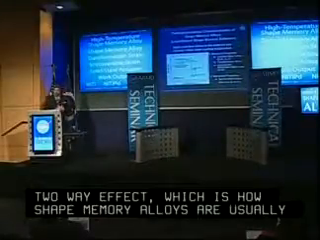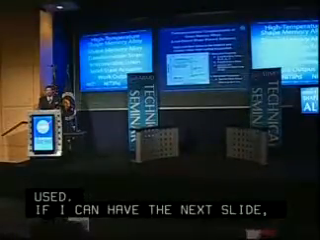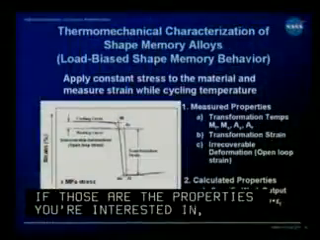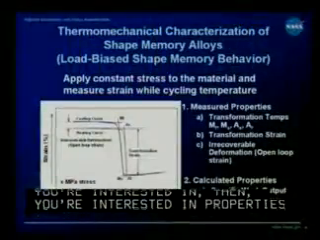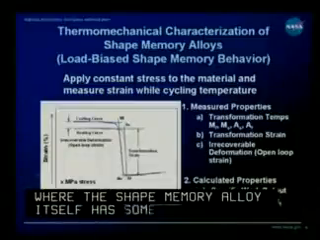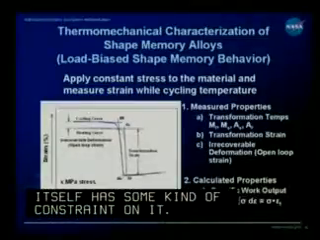If those are the properties that you're interested in, then you're interested in properties where the shape memory alloy itself has some kind of a constraint on it. So you really want to measure then the thermomechanical properties of the shape memory alloy.